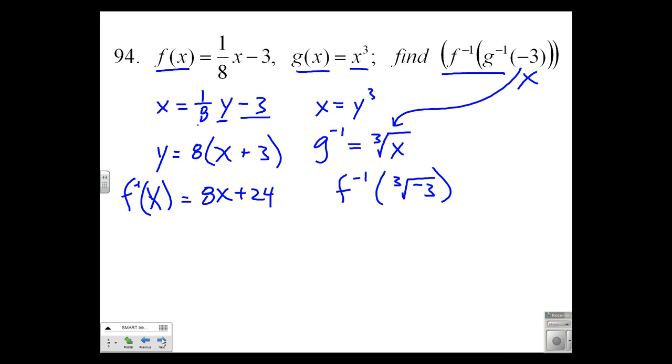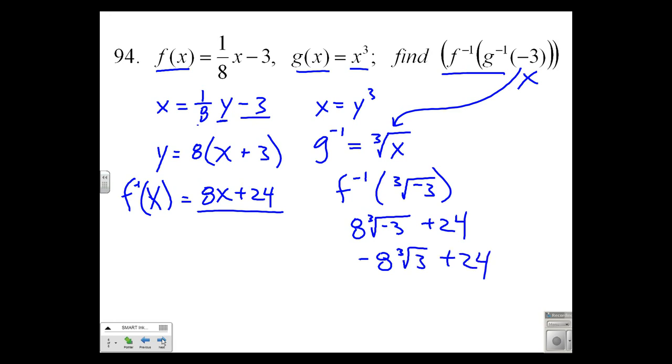And f inverse is a factory that does this. It takes 8 times the thing, in this case third root of negative 3, plus 24. That negative can come out: negative 8, third root of 3, plus 24.